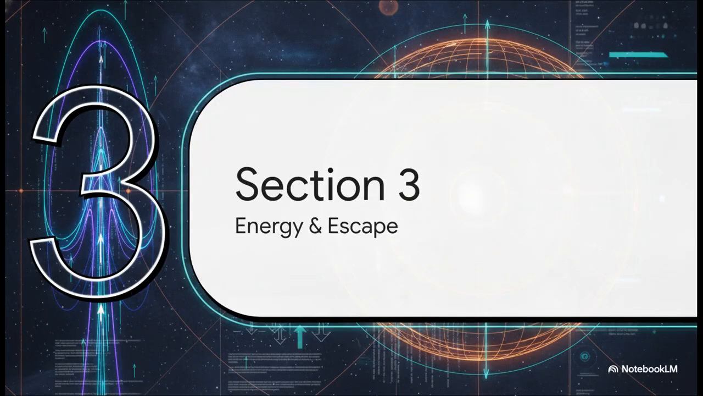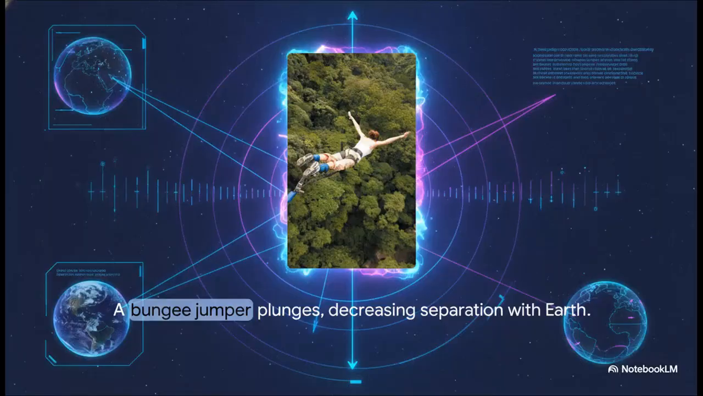All right, let's jump into Section 3, Energy and Escaping Gravity. Think about a bungee jumper. As they fall, the physical separation between them and the Earth is rapidly decreasing. What's happening energetically is that the entire system's gravitational potential energy is rapidly transferring into thrilling, fast-paced kinetic energy as they speed up toward the ground.